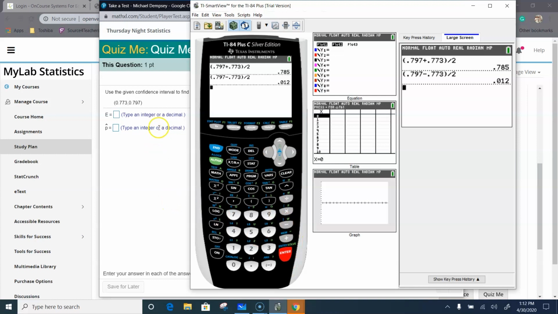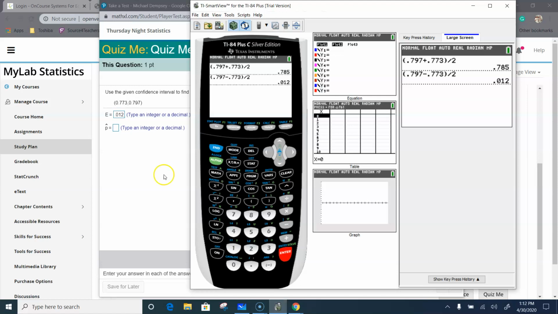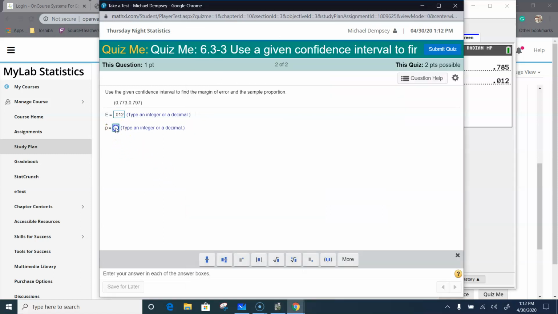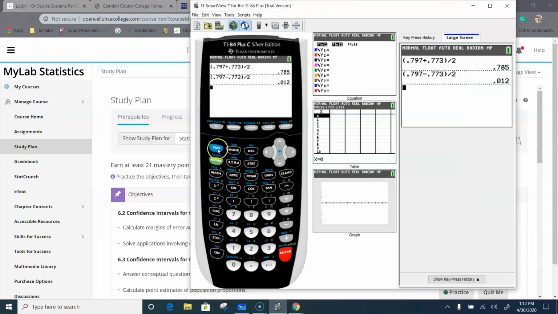So I did it in the opposite order that time, but the margin of error is 0.012. And then p-hat, the sample proportion that lives right in the middle of that, is 0.785. And that is it. Done. Back to the next one.